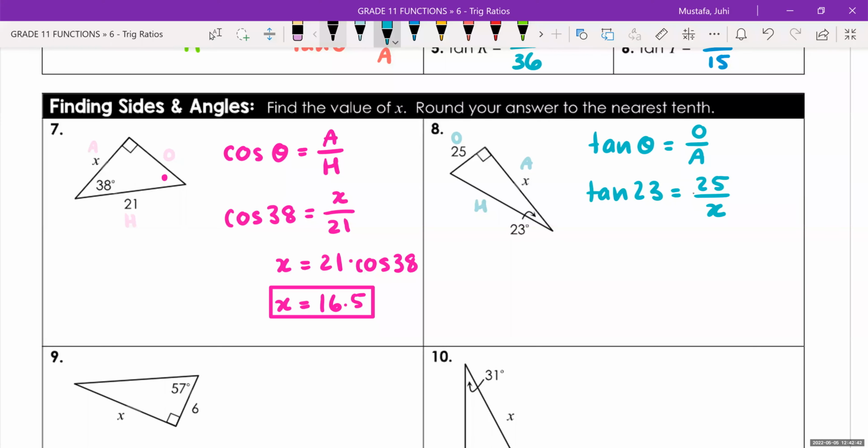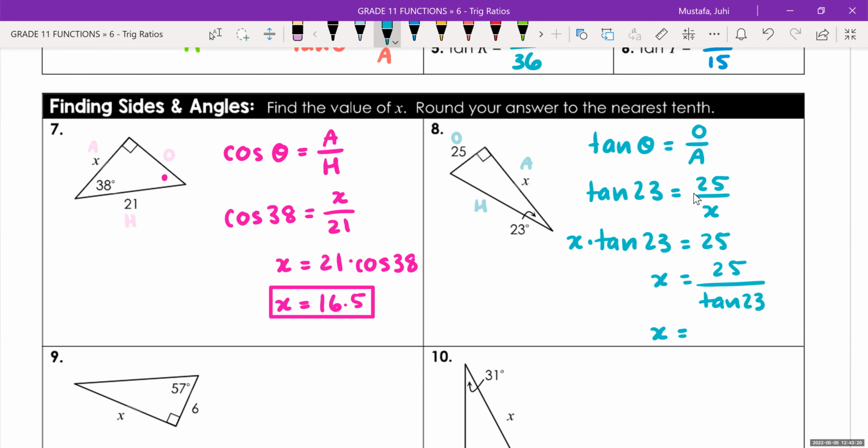And whenever the x is in the denominator, it does add a little bit greater level of difficulty, because you have to do 2 steps. You first have to move the x to the one side, and then you have to move the tan to the other side. As you get good at them, you can actually do the steps at the same time, but I'll show you all the work. So it's going to be x times tan 23 is equal to 25. And then x is going to be equal to 25 over tan 23. So just make a note to yourself that when the x is in the denominator, you have to be a little bit careful because it does require that additional step.